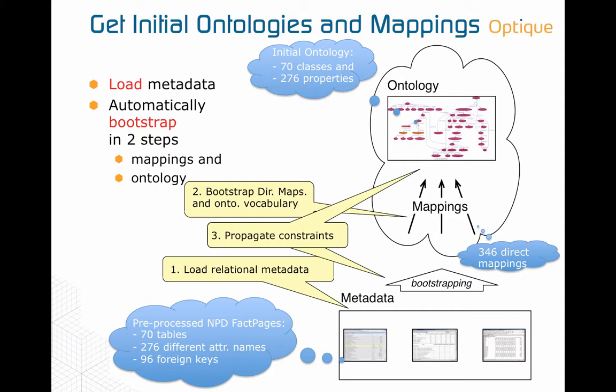The third step is to saturate the bootstrapped ontological vocabulary with axioms by propagating explicit and implicit constraints from the metadata. From NPT FactPages, we propagate about 200 domain and range restrictions and 10 subclass axioms.